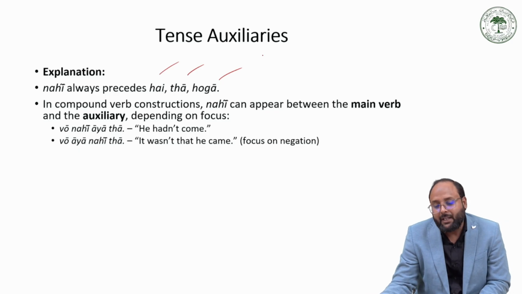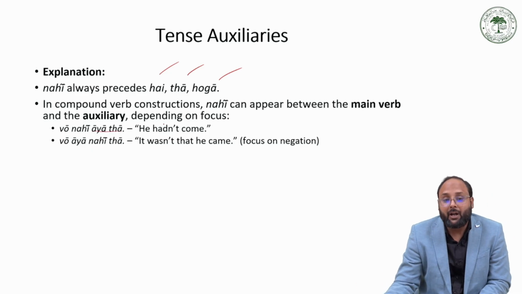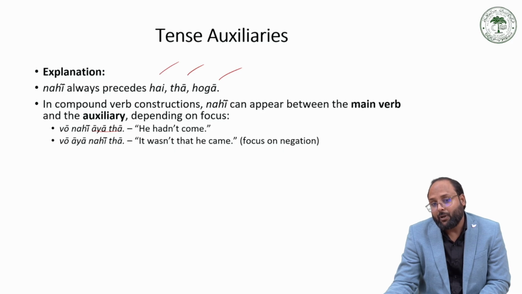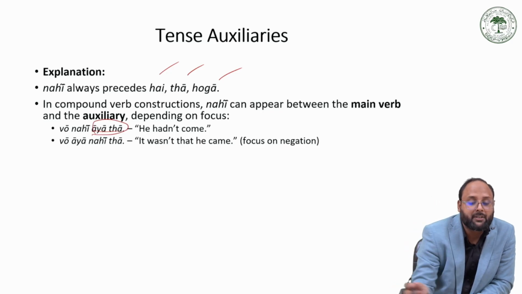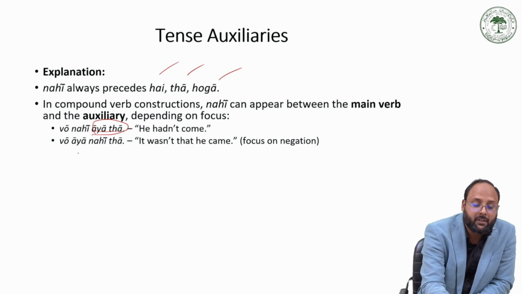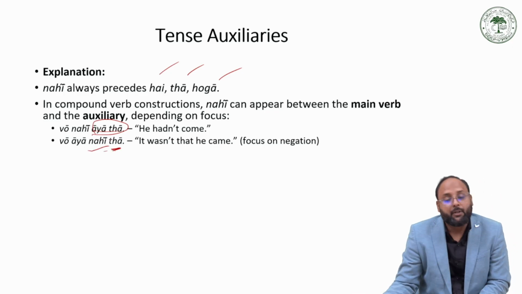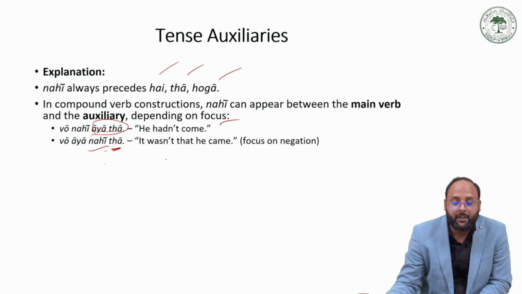In compound verb construction, nahi can appear between the main verb and the auxiliary, depending on the focus. Sometimes we have wo nahi aaya tha, or wo aaya nahi tha. Either we have focus on both aya and tha, so we use nahi before the complex verb aya tha, or the compound verb aya tha. And if the focus is only on the tha, we use the nahi negation before the tha. So the meaning is 'he hadn't come', and the other is 'it wasn't that he came'.